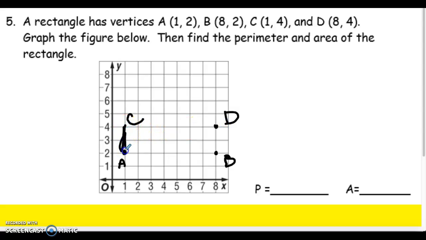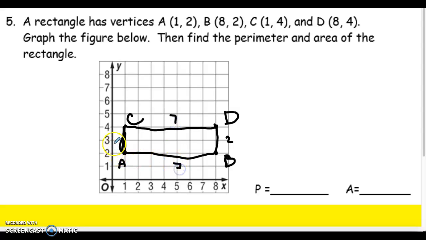Sorry, it's hard for me to draw straight lines. You want to connect them to form a rectangle. And then you're asked to find the perimeter and area. So perimeter is this distance all around it. So this is 2 units. CD is 1, 2, 3, 4, 5, 6, 7 units.